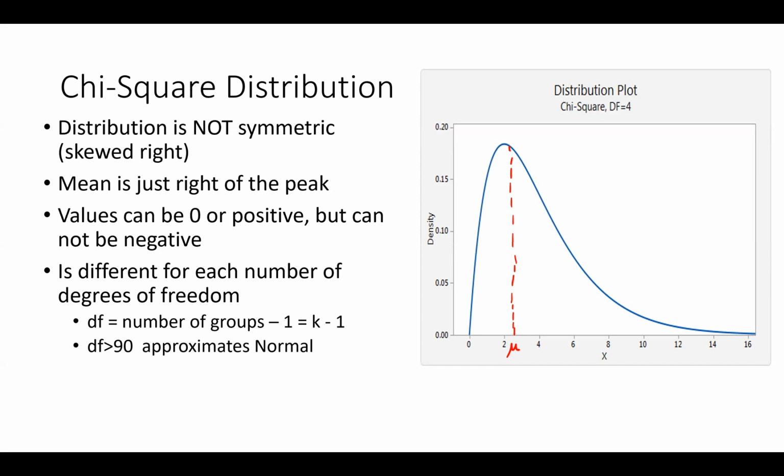The chi-square distribution, although it'll always be skewed right, has a different shape for each degree of freedom. And the degree of freedom is determined by the number of groups that you have. When the number of groups gets to about 90, then the chi-square distribution can be approximated using the normal.